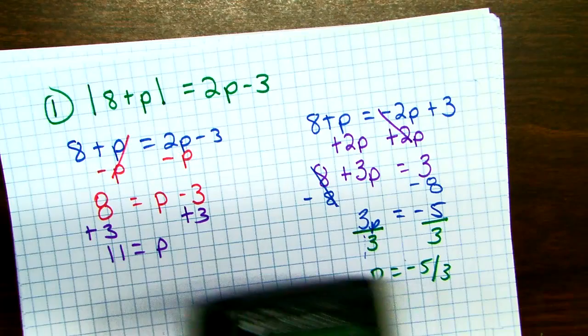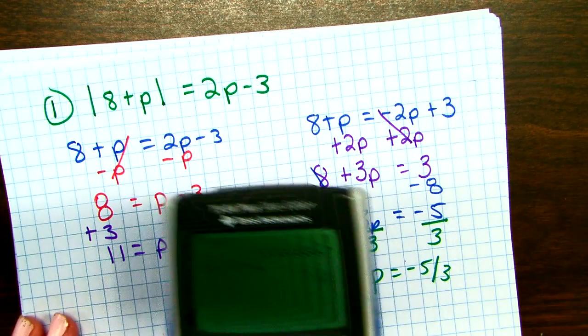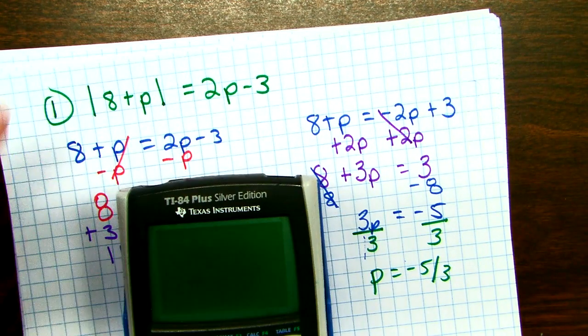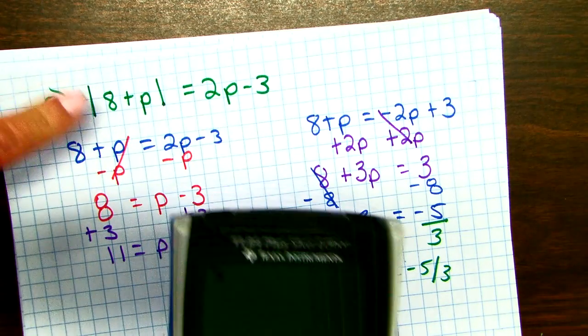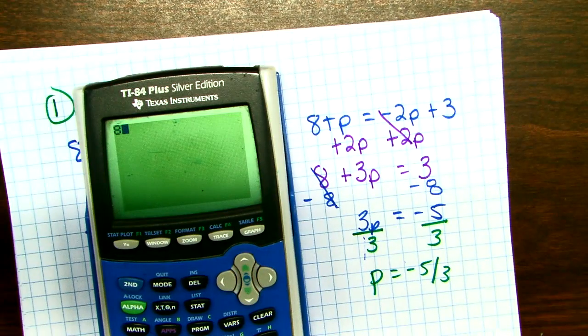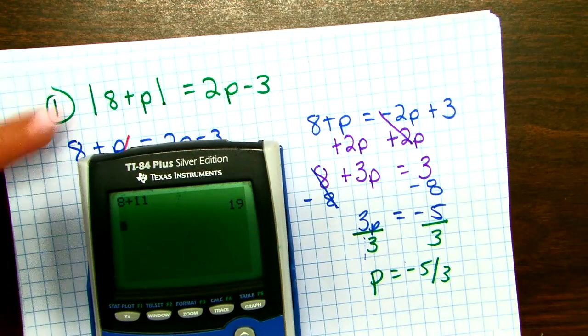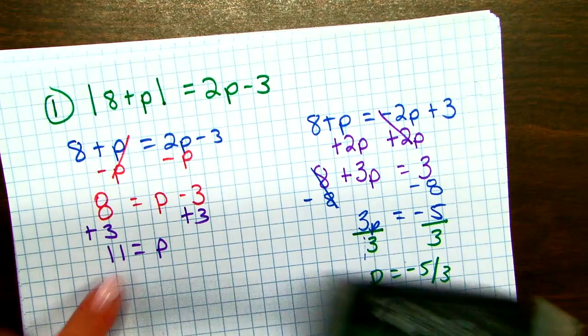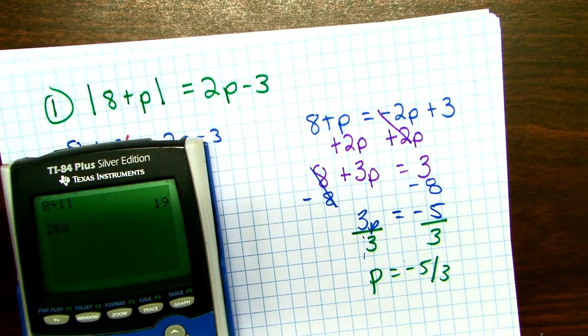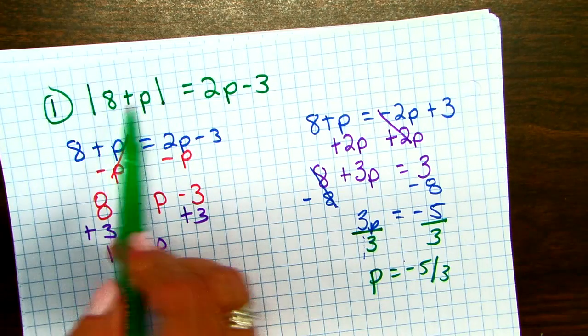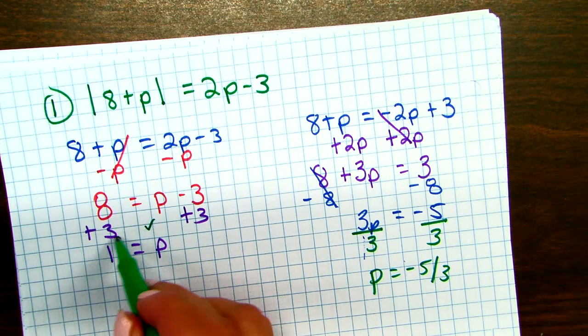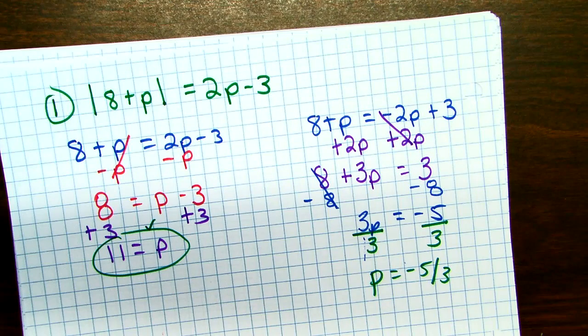All right. Now we have to check, guys. So I'm just going to use my graphing calculator. I'm going to do 8 plus 11. And it's absolute value, so 19 is positive. It stays positive. There's the left-hand side of the equation. And I'm going to do 2 times p, which is 11, and see if I get the same exact answer. I do. 19 equals 19. This one's good. I know that at least one solution we have.